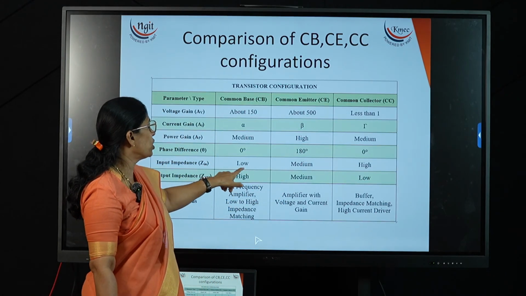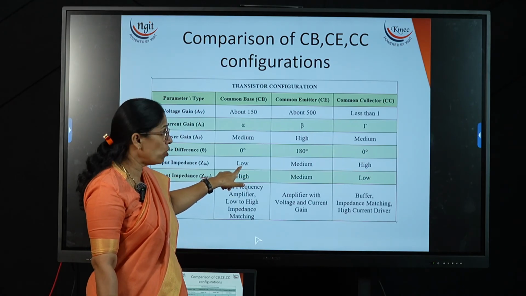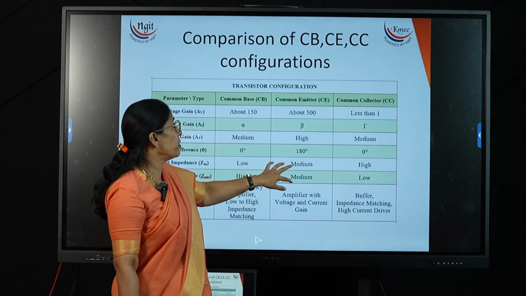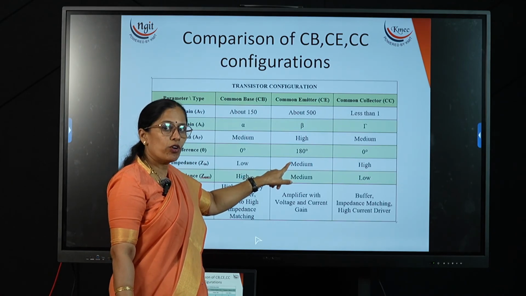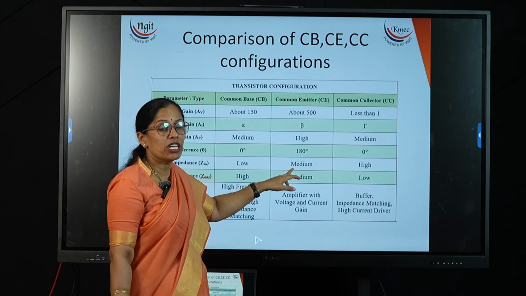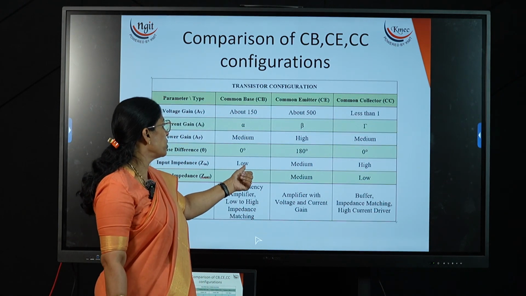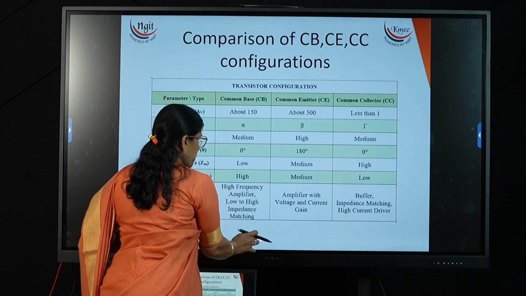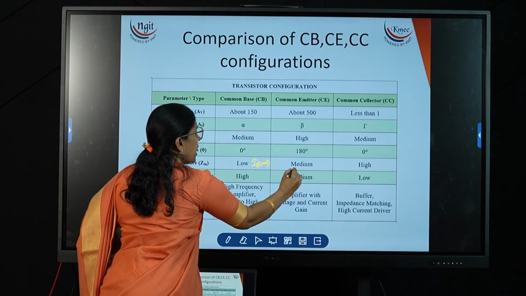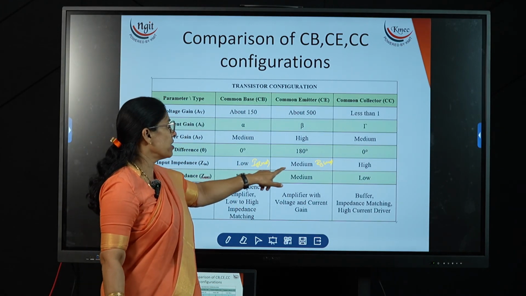Similarly, input impedance is low in the case of common base. Why? Because at the input we apply forward bias, that's why input impedance is low. At the output we have applied reverse bias, that's why it is high. In the case of common emitter, though we have applied forward and reverse, the input current is low, so we get a medium value, more than common base. In the common base, the input current is IE, which is in the order of milliamps, that's why we get low. Here IB is in the order of microamps, that's why here we get the medium.